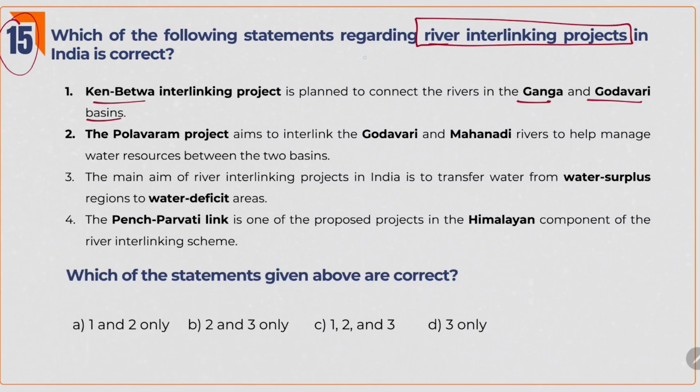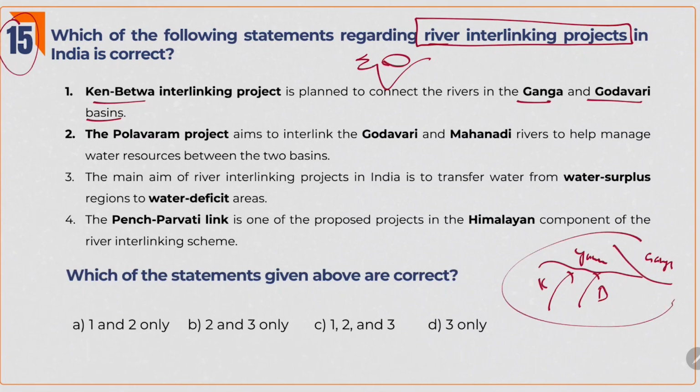We all know that Ken-Betwa is in Madhya Pradesh. This Ken river and Betwa river are the tributaries of Yamuna. So Yamuna is in turn tributary of Ganga. So we can say this interlinking project is in Ganga basin as a whole. But how can we link Godavari here? Godavari itself is peninsular river. It is flowing somewhere here. So Godavari is wrong. Only Ganga is right. So overall option 1 is wrong.